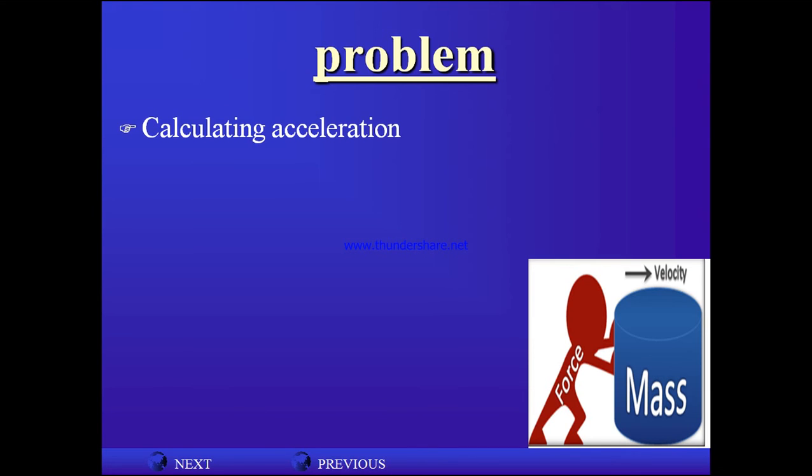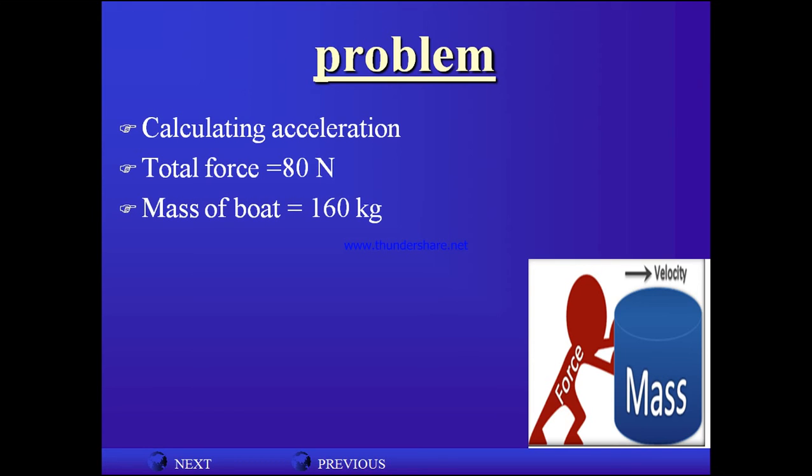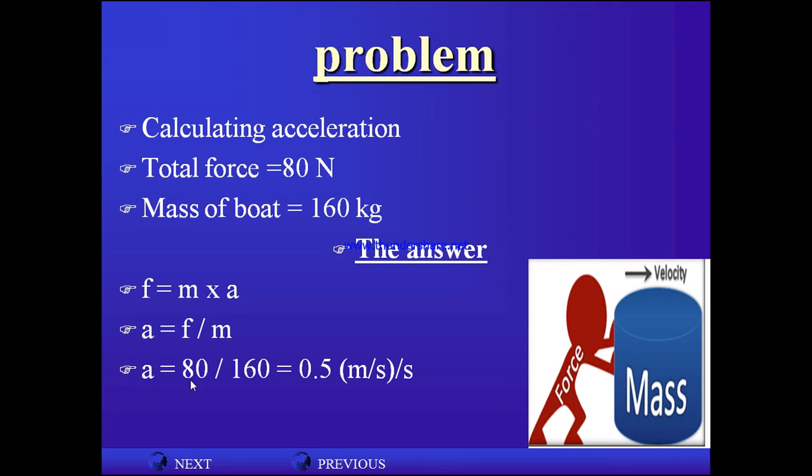What about the problem? Calculating acceleration. Total force equals 80 Newton. Mass of boat equals 160 kilogram. The answer: force equals mass times acceleration. But now I want to calculate the acceleration, so the law becomes force divided by mass. Acceleration equals 80 divided by 160, which equals a half, or 0.5 meter per second squared.